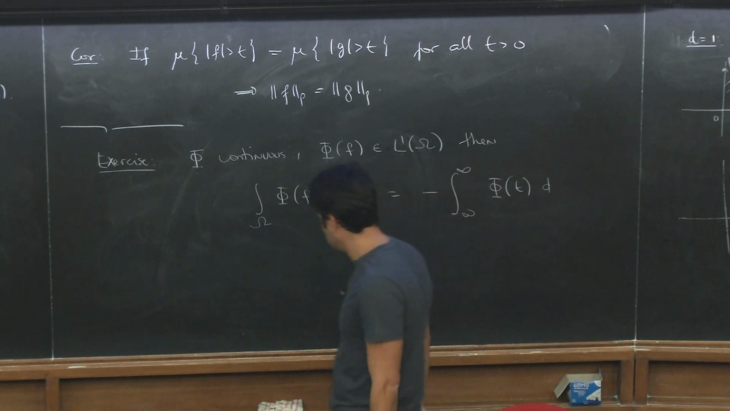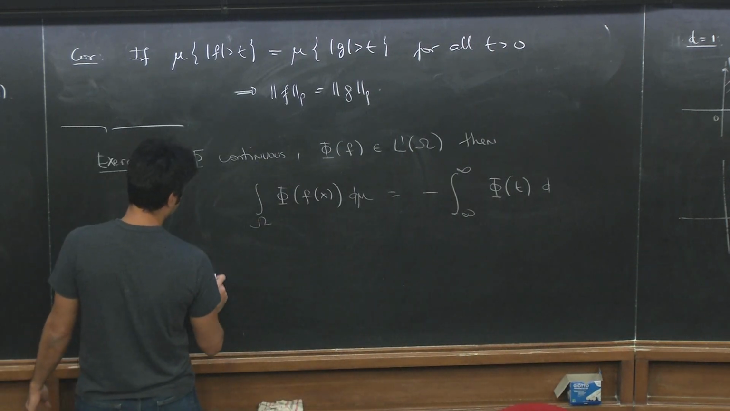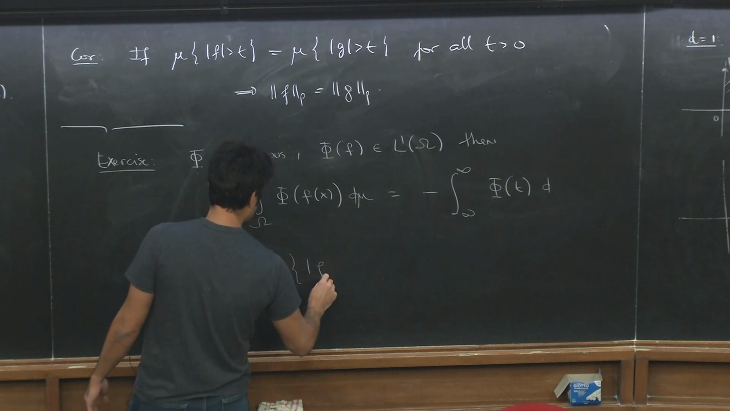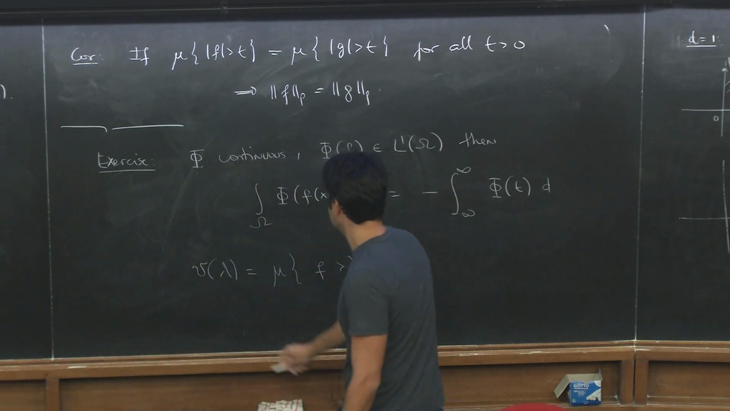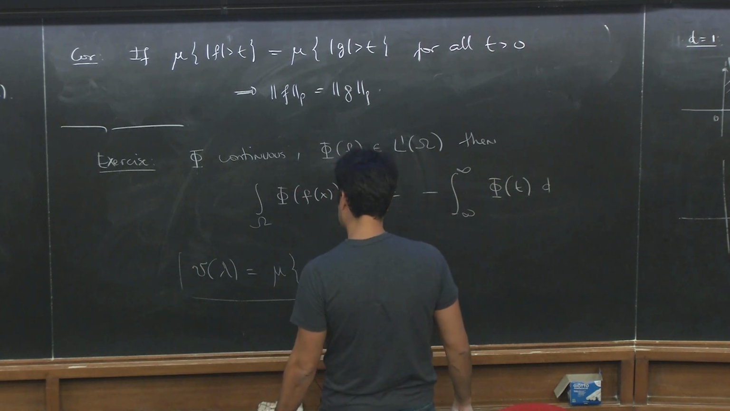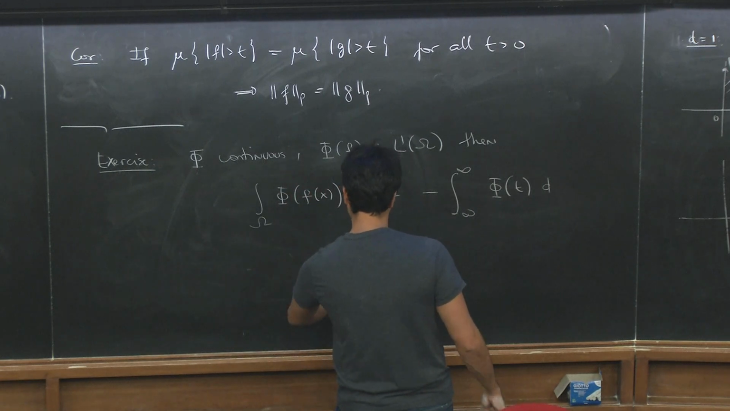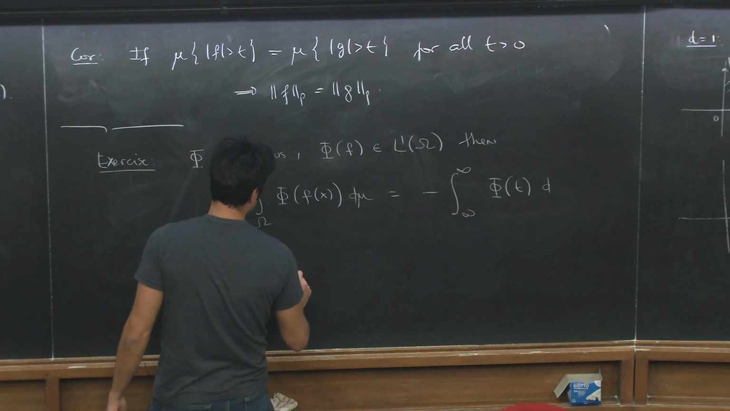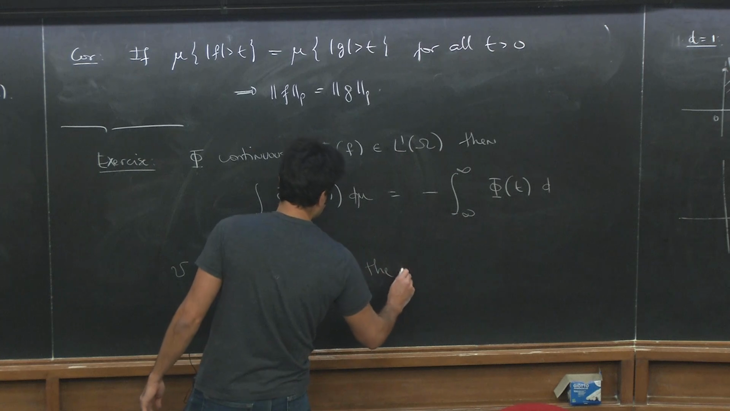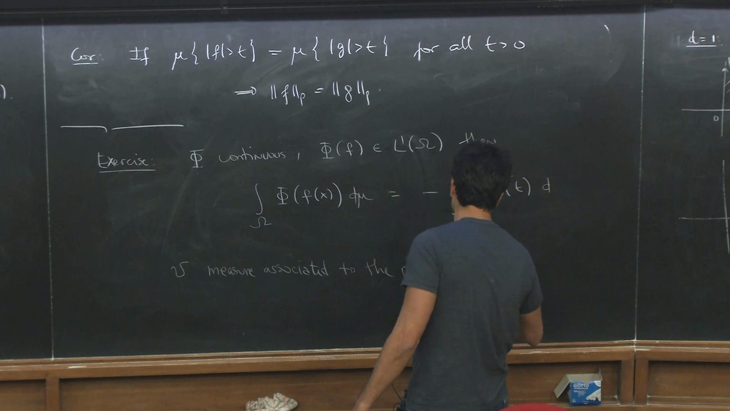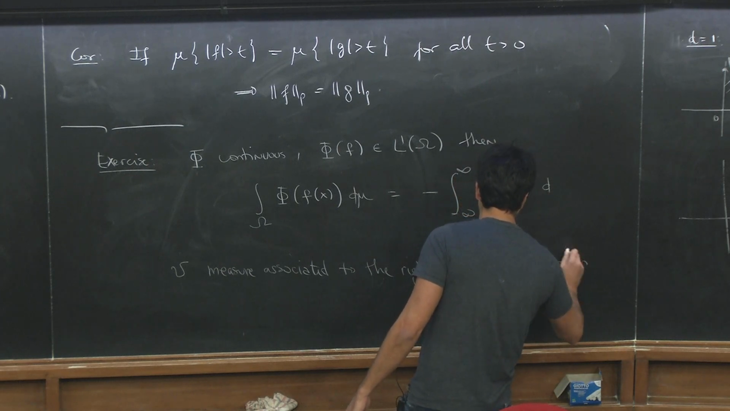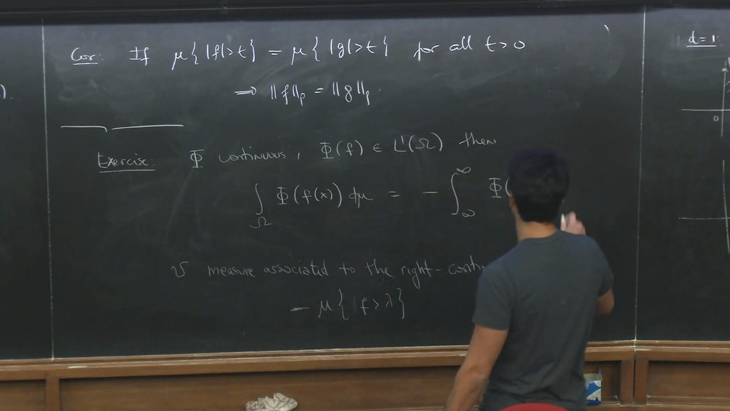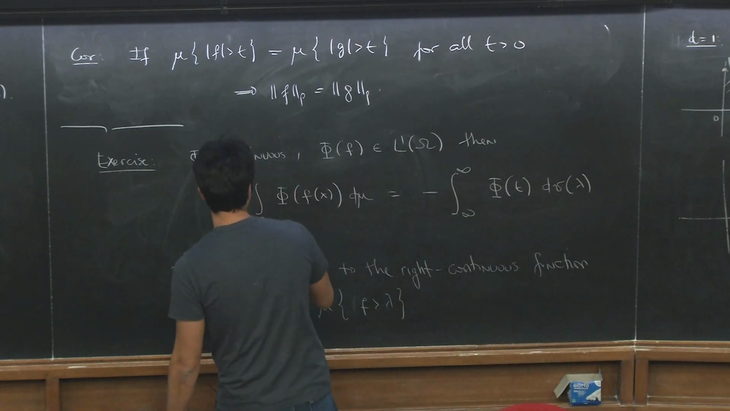d, then we would have to call this, lambda is a bad choice, but let's call nu of lambda being this measure of the set where f is bigger than lambda. It's not exactly this thing, but nu. Nu is the measure associated to the right continuous function minus mu, minus the measure of where f is bigger than lambda. Just call it this. This is the measure given by the distribution function.